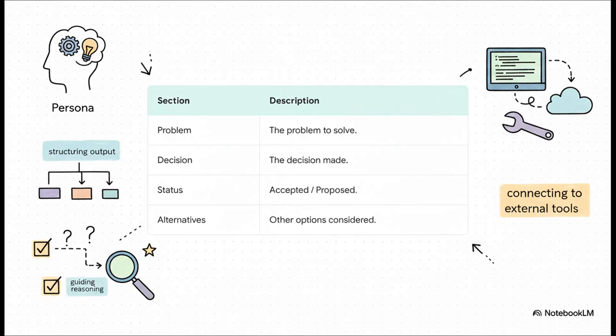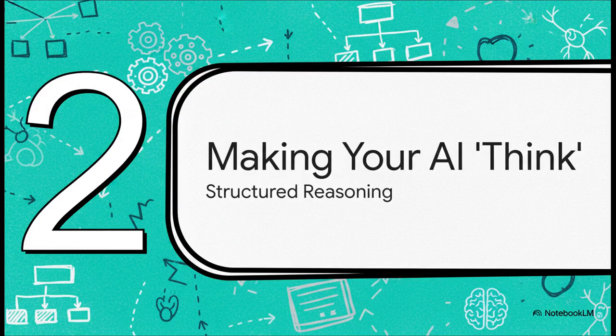And here's a great real-world example. In an Architecture Decision Record, or ADR, you can literally tell the AI to generate one using this exact markdown table structure. And just like that, every single ADR your team creates is going to be consistent, it's going to be clear, and it's going to be ready to go straight into your docs. No more fussing with formatting or finding missing sections. It's awesome. Okay, so we've told the AI who to be and what format to spit out.